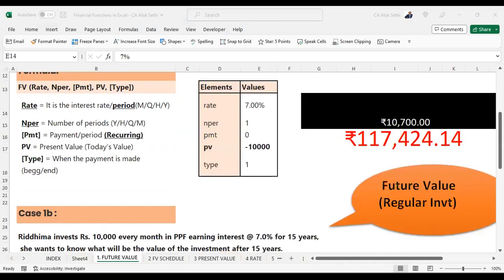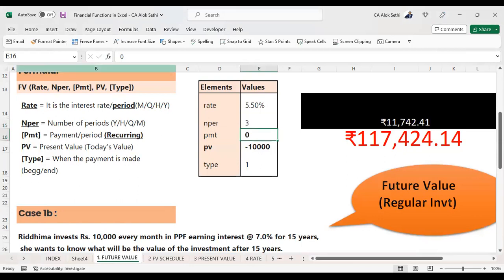So what I will do is I will put the rates in the elements, all the elements over here. तो मैंने यहाँ लिख दिया 10.5 रेट है. NPR कितना था? 3 years था. PMT 0 था, याद रखेंगे PMT 0 है क्योंकि वन टाइम इन्वेस्टमेंट है.